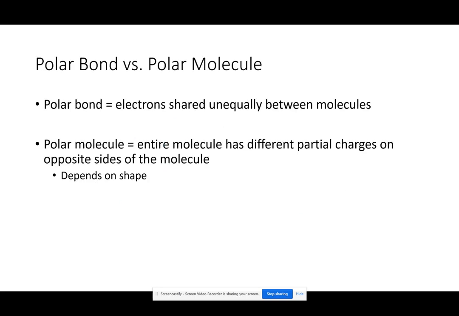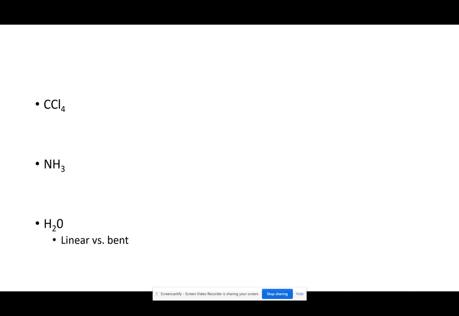So again, a polar bond is when electrons are shared unequally, but a polar molecule has a definitive dipole moment. One side is partially positive, one side is partially negative, and shape is going to play a big role in this. So if I look at NH3, typically ammonia is drawn like this. And if I draw ammonia like this, I might be incorrect when I'm determining if this is a polar molecule or not, because nitrogen is more electronegative. So it looks like I don't have a dipole moment pointing in any one direction.